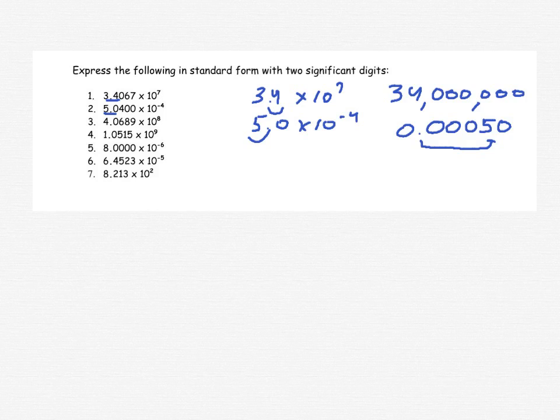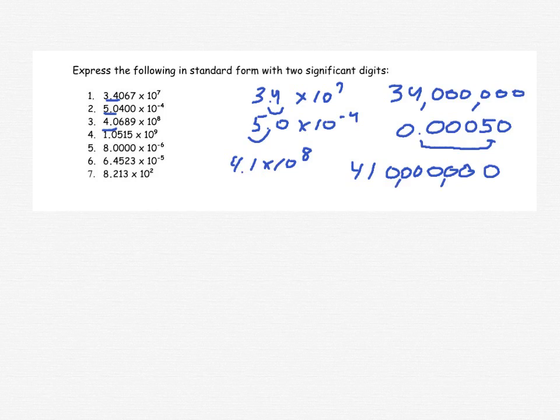4.0689. So 4.0, the 6 will round it up, so it's going to become 4.1 by 10 to the 8. So to convert that, you're going to take the decimal place, move it 1 to the right. 41 is one place. Then you need to add 7 zeros to use up all of your factors of 10. So 410 million is the answer.